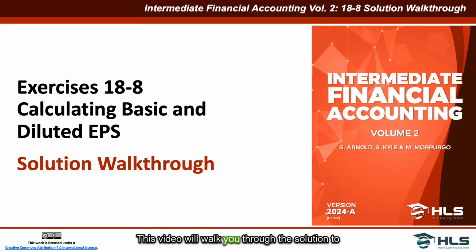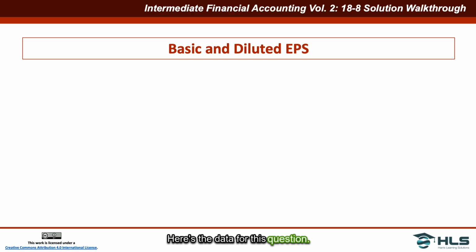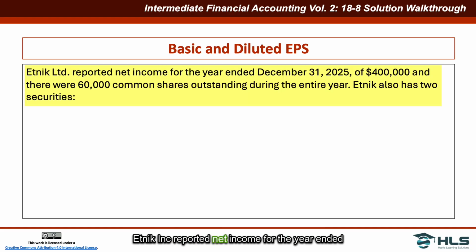This video will walk you through the solution to exercise 18-8, which involves calculating basic and diluted earnings per share. Here's the data for this question. Etnic Inc. reported net income for the year ended December 31st, 2025 of $400,000, and there were 60,000 common shares outstanding during the entire year.